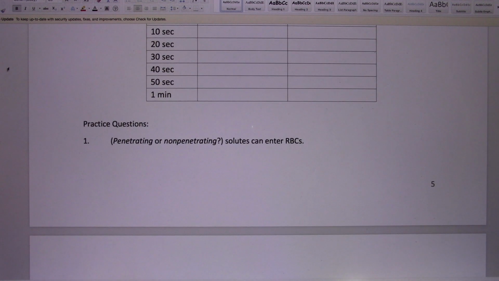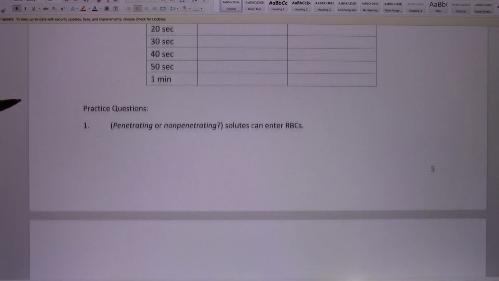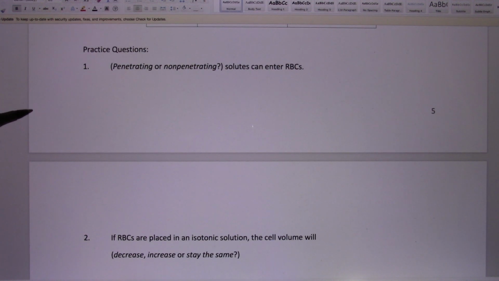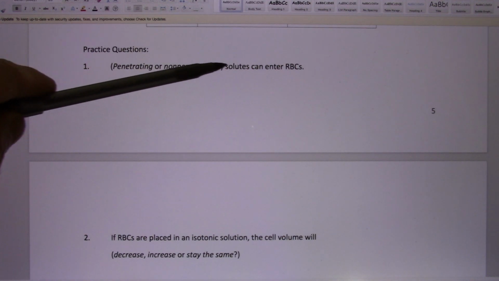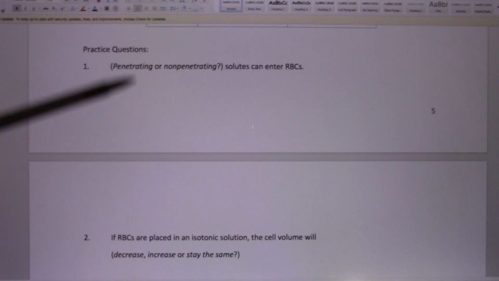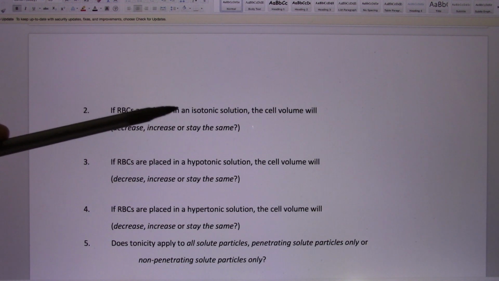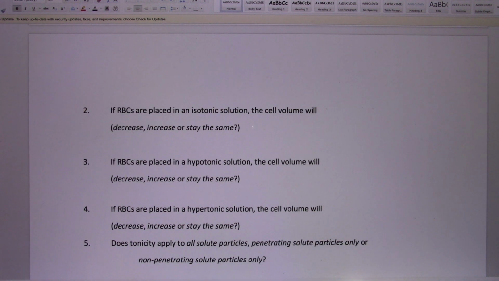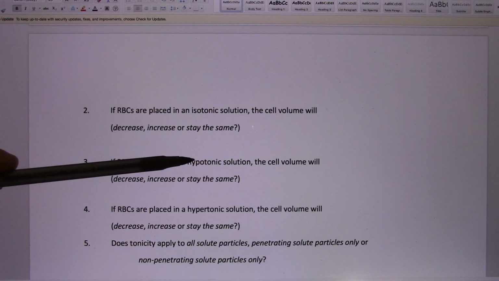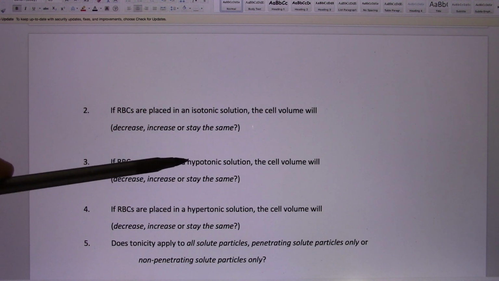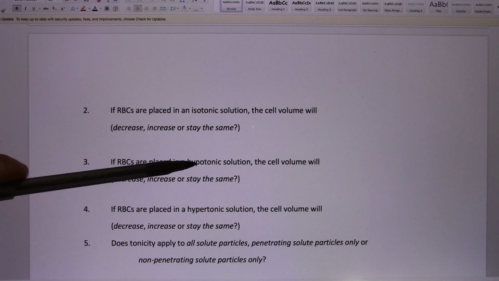So the third experiment tells you that for the tonicity, only the non-penetrating particle will affect tonicity. So I put some practice questions for you. I asked you, what solute can enter the red blood cell? Penetrating, non-penetrating. We know the penetrating one can enter. And if you put the red blood cells into isotonic, the cell volume remains the same. And you put the red blood cell into a hypotonic. Hypotonic means the concentration is too low, so the water is going to flow into the cell and make the cell swell.